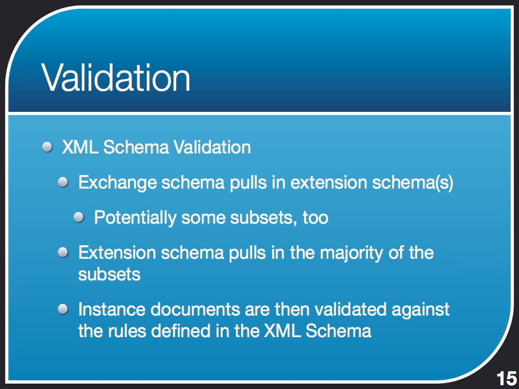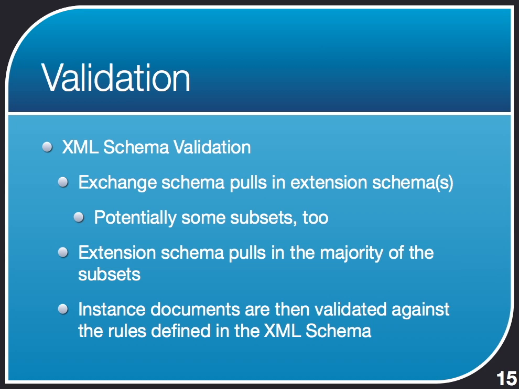So let's finish out with a little bit on validation itself. The way XML schema validation works is this. You've got your exchange schema, and basically you throw the instance document at a validator and say you validated against this exchange schema. What happens then is the exchange schema, basically via your validator, pulls in the extension schemas that you've referenced in it, and potentially some direct NIEM subsets too, particularly if your root elements type is defined in the exchange schema. But it brings in the extension schema.